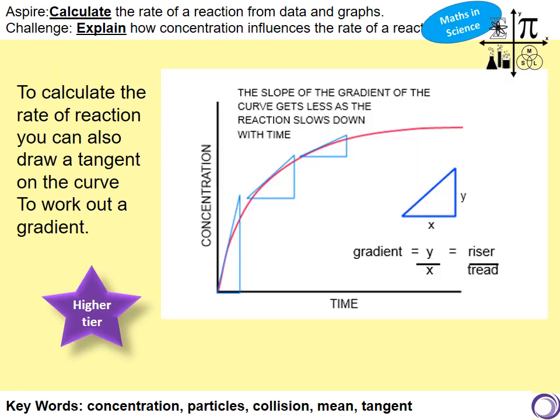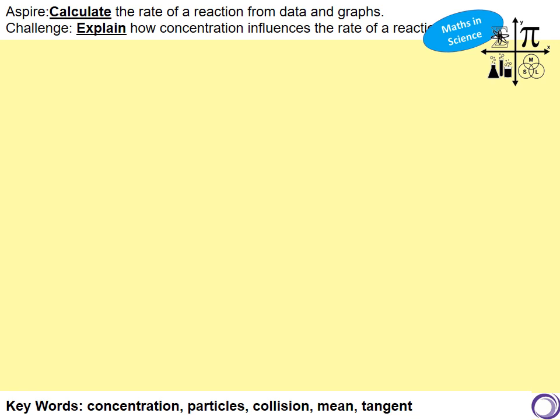On the previous example, we calculated the mean rate of reaction over a given period of time. For those students who are studying the higher tier qualifications, you may be asked to calculate the rate of reaction at an exact point on the graph, and we do this by taking a tangent to the curve and working out the gradient. Here is a video explaining how we might work out the tangent to a curve.